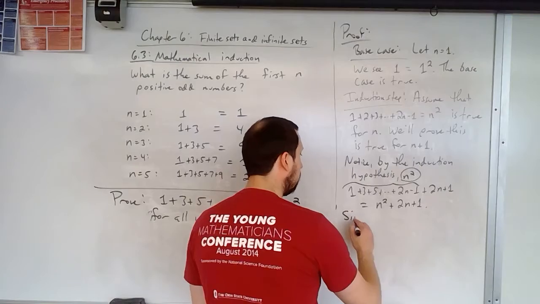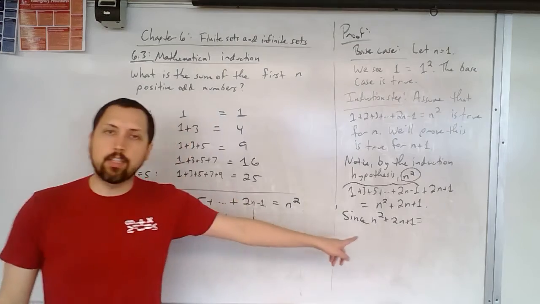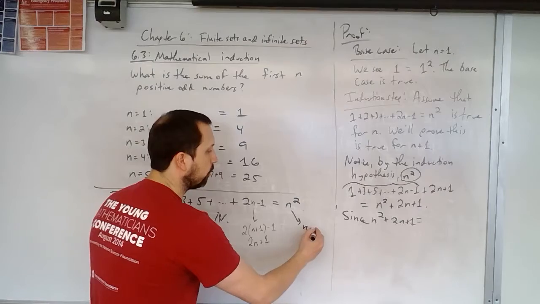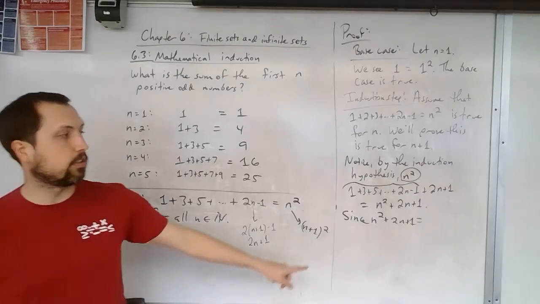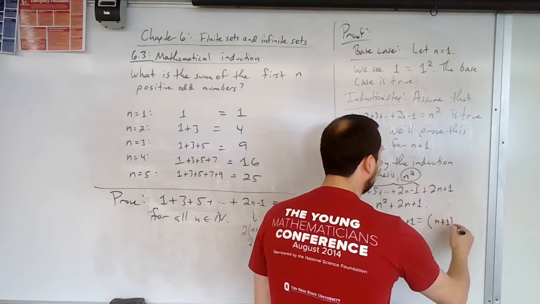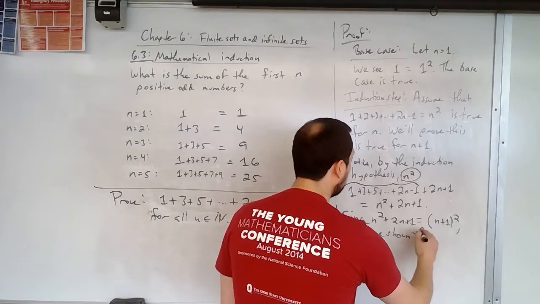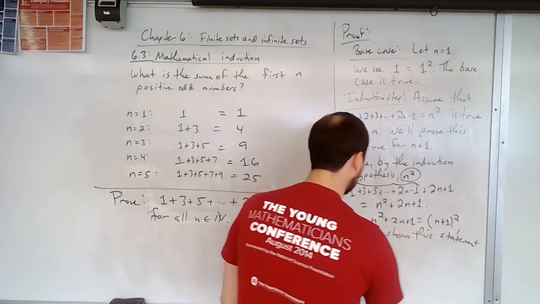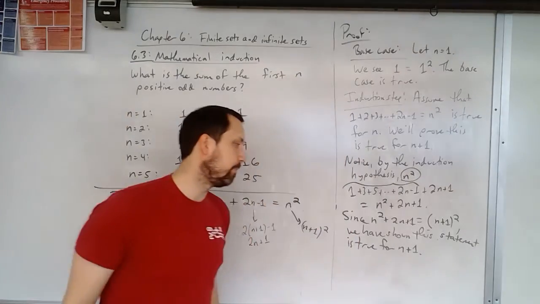So, since n squared plus 2n plus 1, well, what does this equal? Well, what are we trying to show is equal? Well, again, if we're trying to show that this is true for n plus 1, we're trying to get that this is equal to n plus 1 quantity squared. Does this equal n plus 1 squared? Well, yes, you're all factoring machines. So since this is equal to n plus 1 squared, we have shown this statement is true for n plus 1.